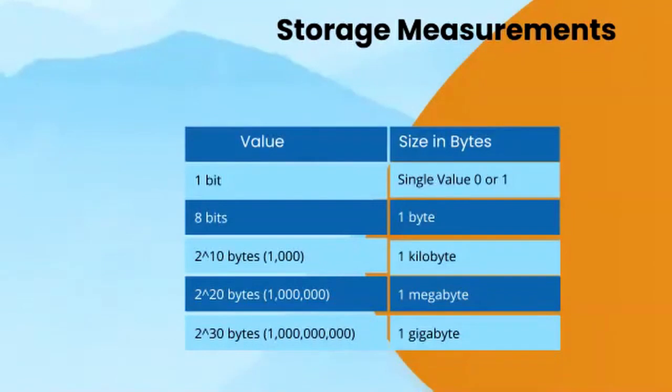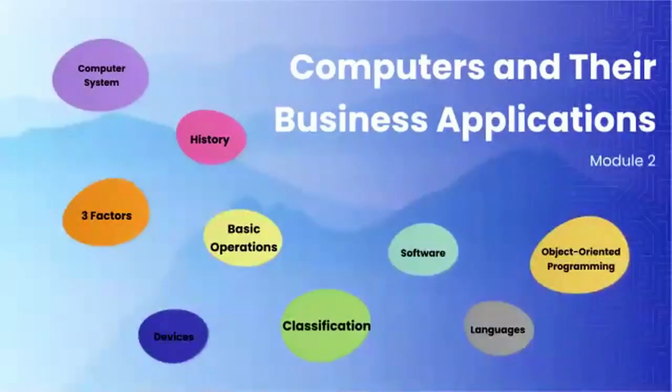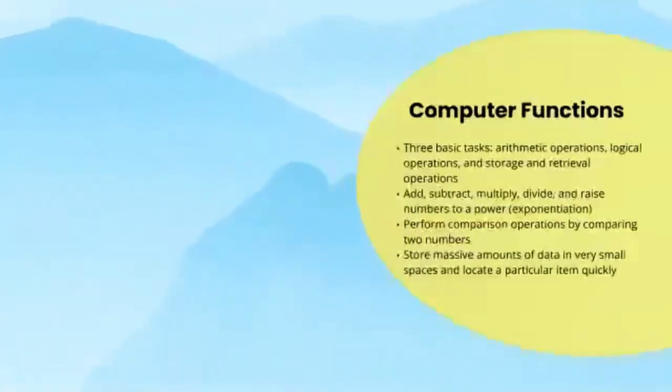So 2 to the 10 is going to be 1,000, and that's what jumps you from a byte to a kilobyte. 2 to the 20 is going to be a million, a megabyte. And 2 to the 30 bytes is going to be your gigabyte. So you can see these increase exponentially by just adding 1 bit on either side. That goes into those 3 factors that make a computer much more lucrative than the human brain.